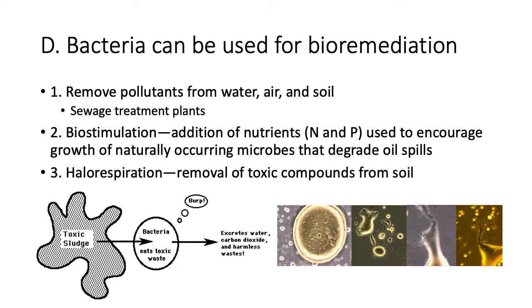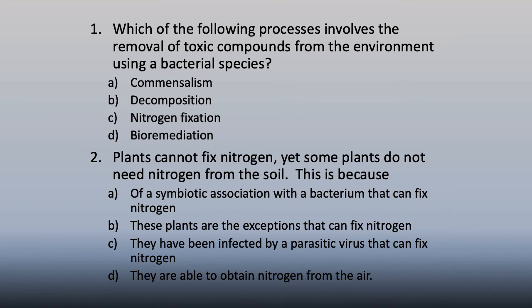All right, that does it for chapter 28. So we got some review questions. Remember the bathroom method? Sure. Which of the following processes involves the removal of toxic compounds from the environment using a bacterial species? Bioremediation, yes. Plants cannot fix nitrogen, yet some plants do not need nitrogen from the soil. This is because bacteria will fix it for them. Okay.